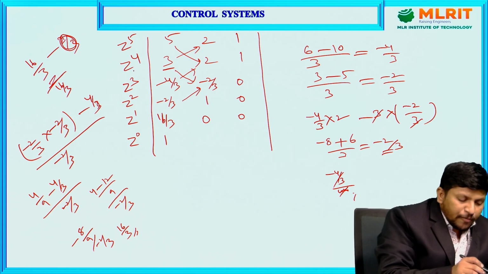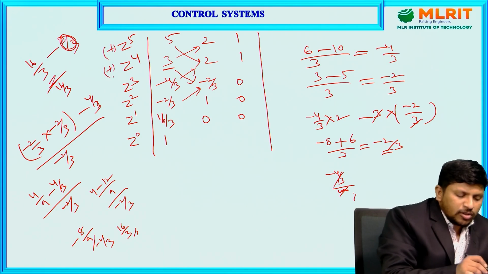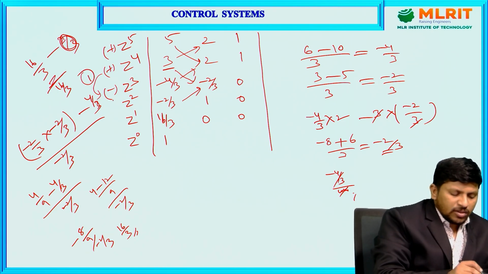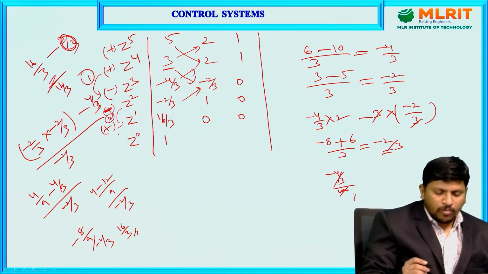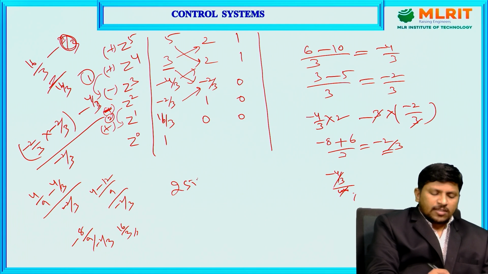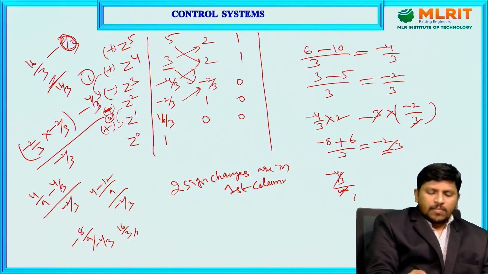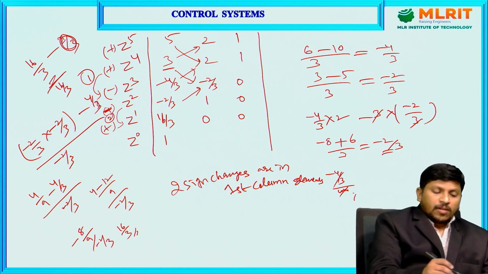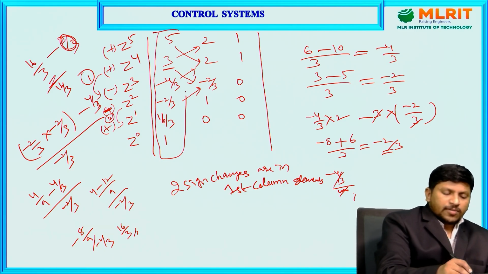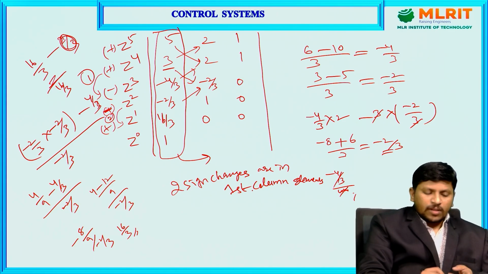See, observe, from positive, this value is positive, here also positive sign, so here negative. So from here to here how many changes? One sign change. Next negative to negative, no sign change. From negative to positive, here this one is the negative sign, here positive sign. So negative to positive, two sign changes, positive to positive. So how many sign changes are there? Two sign changes are there in first column elements. Just observe all these first column elements.